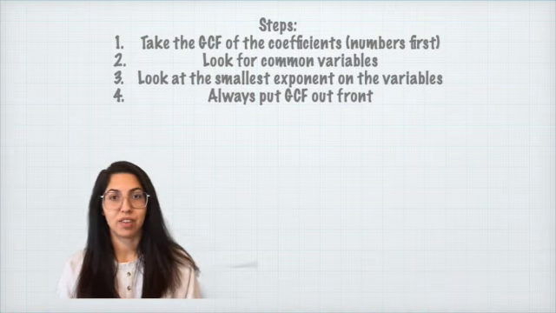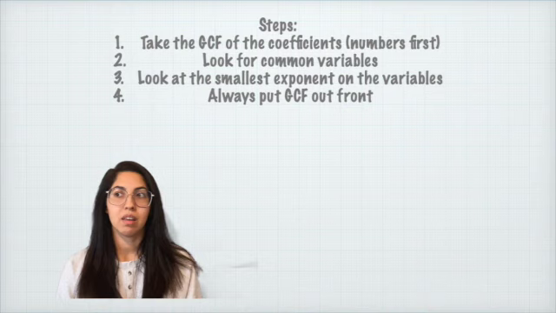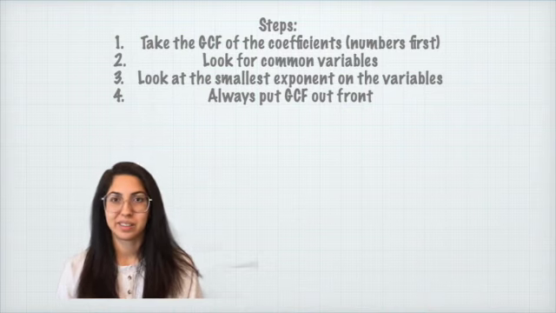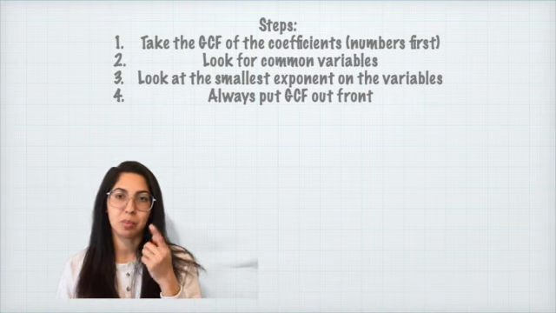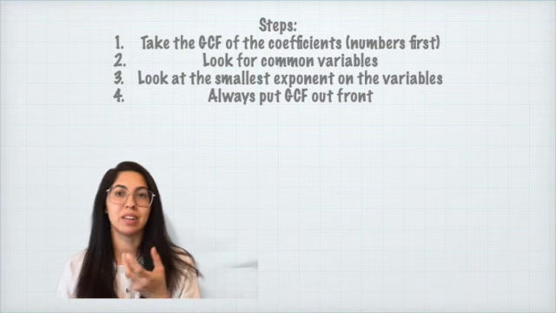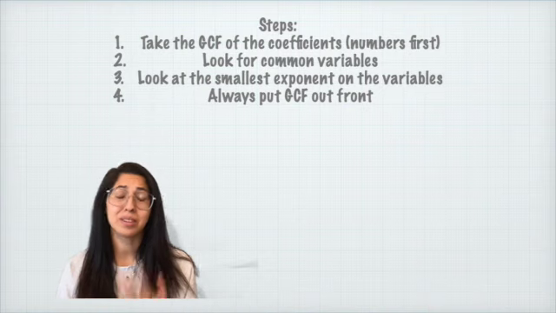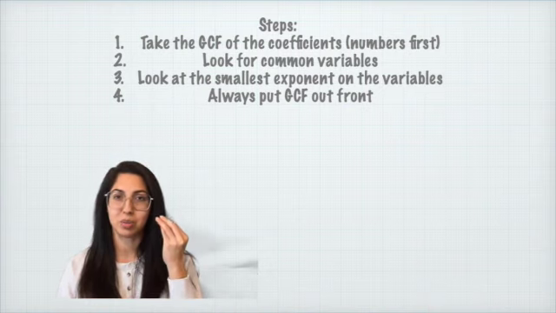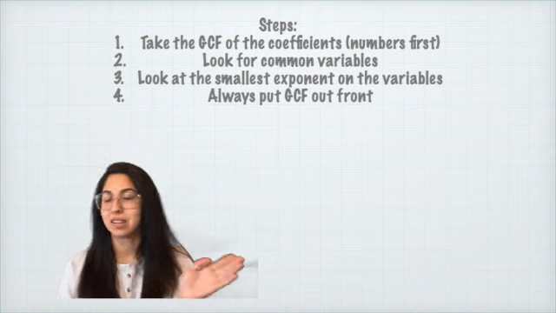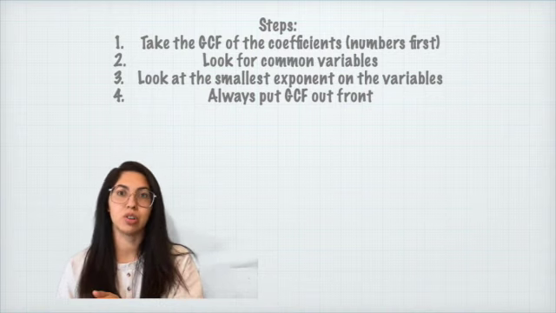Always put the GCF out front. This is something that should be common knowledge, but right now it'll be like, oh, okay, I'll remember that. But then once we get into more intense factoring, you may forget to put it out front every single time. And it's just one of those really easy mistakes to make. So definitely keep that in the back of your mind. Like, always put this out front. If you take something out, it doesn't just disappear. It goes to the front, okay?